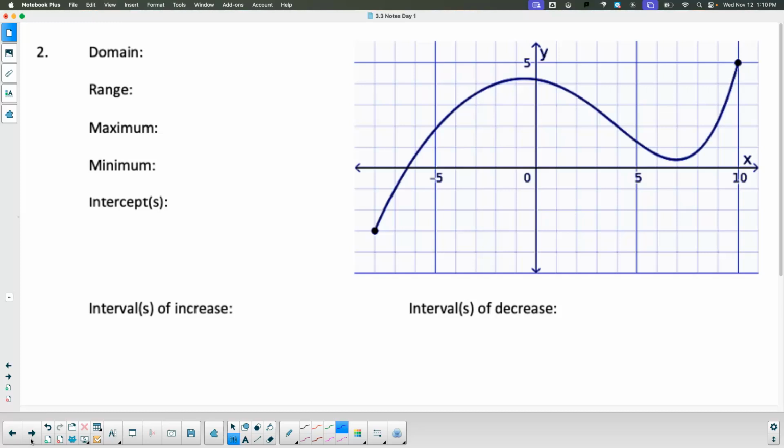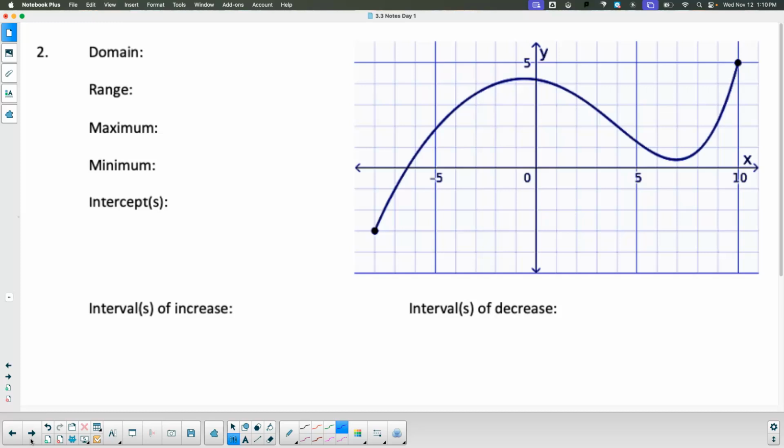All right. So let's jump to number 2 in your note packet, which I believe is on page 14. Yeah, number 2, up there at the top. It says we would like to find the domain, the range, the maximum, the minimum, the intercepts, and intervals of increasing and decreasing on this pictured function.